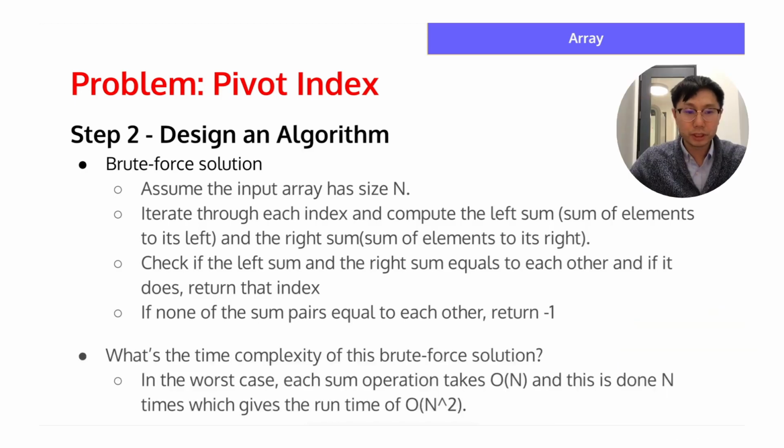For this brute force solution, we also want to know what the time complexity is. In the worst case, each sum operation takes O(n), and this is done n times. So this gives this brute force solution a runtime of O(n^2).